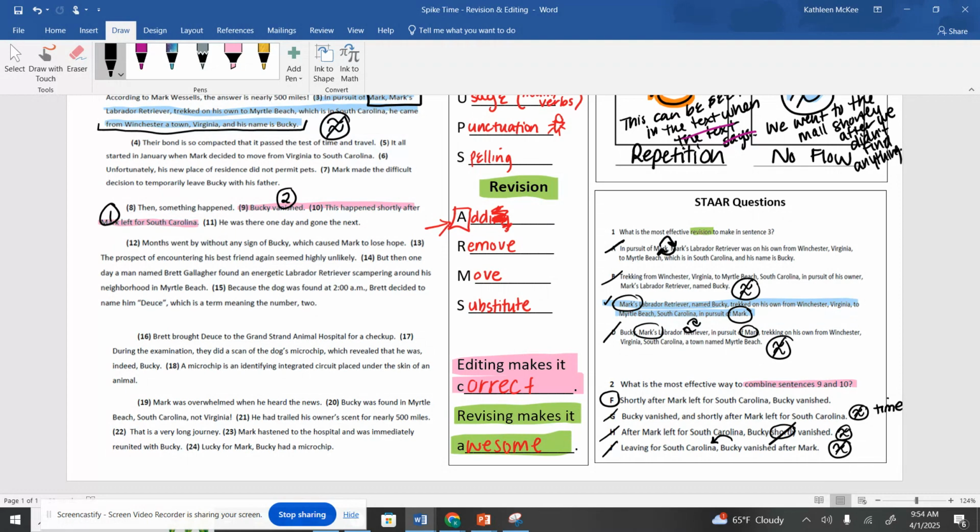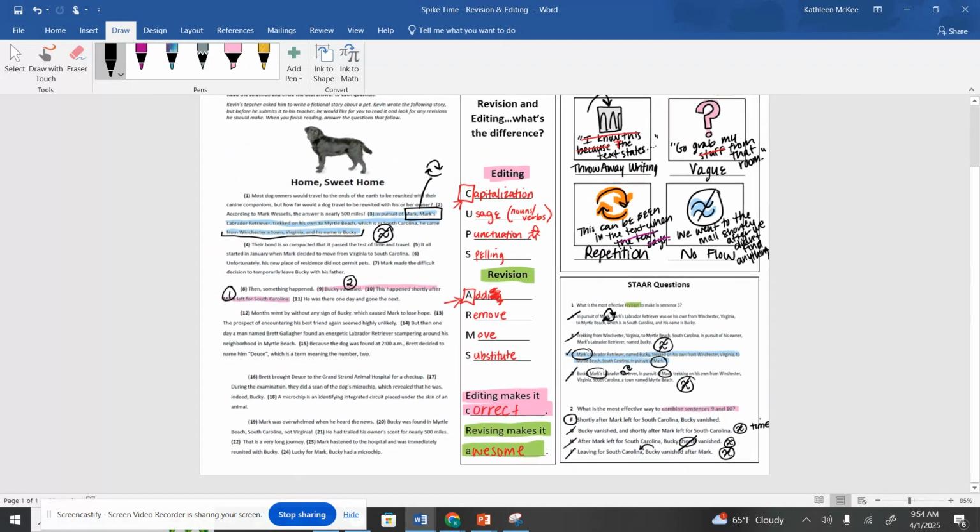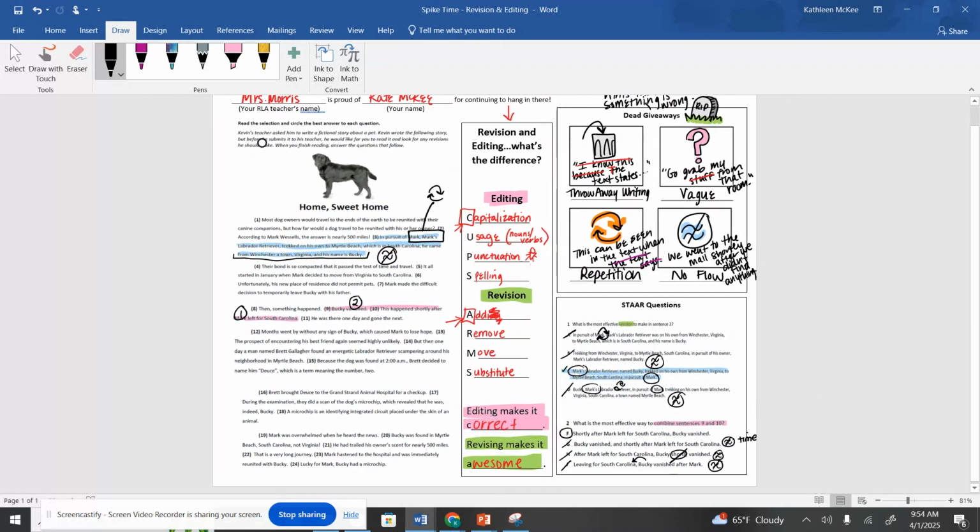So the key takeaways here are the difference between editing and revision, making sure that when it asks you to revise, you know that you're looking to make it more awesome, knowing that if it's asking you to edit, you're looking for grammatical errors such as capitals and punctuation and spelling and usage. So that's one key takeaway. Another key takeaway is those dead giveaways. Use them to help you in your own writing, but also to help you get some questions right on the STAR test. And then finally, with the STAR questions, it is so important that you read every answer choice and you think to yourself, what dead giveaway am I seeing that could help me with this answer choice to either choose it or cross it out?